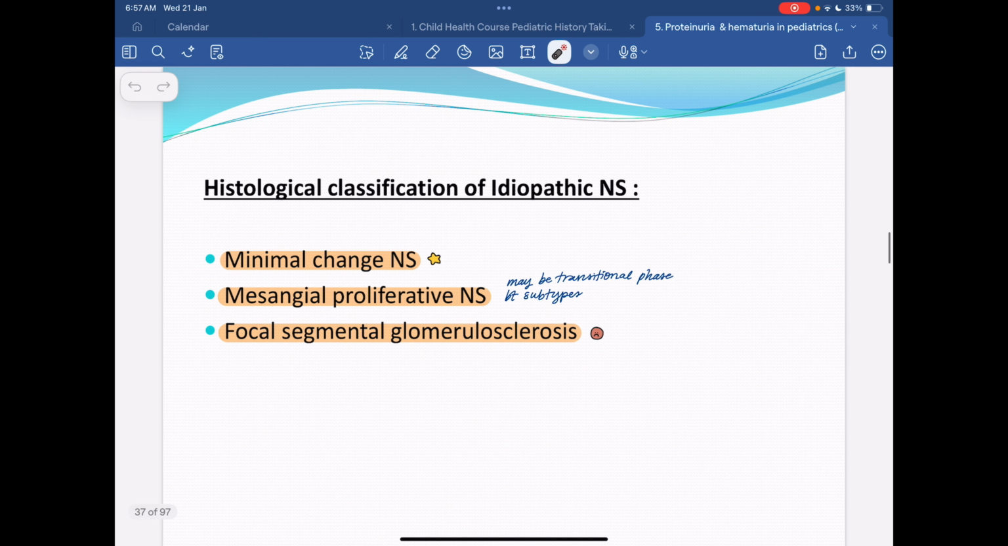Okay, so we have 3 types of idiopathic nephrotic syndrome زي ما ذكرنا. Based on histological classification, we have minimal change disease, mesangial proliferative nephrotic sclerosis, and focal segmental glomerular sclerosis. Minimal change disease is the most benign out of these, or the most common. Focal segmental glomerular sclerosis, it has a poor prognosis, and mesangial proliferative is considered to be a transitional phase between the 2 subtypes.